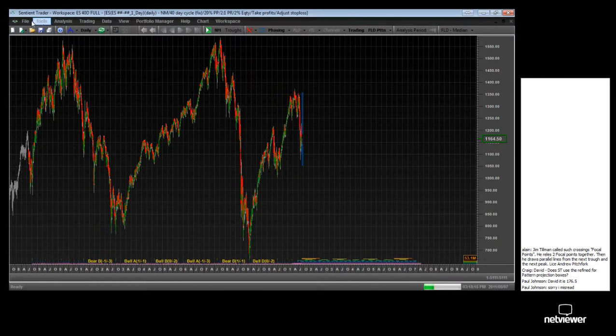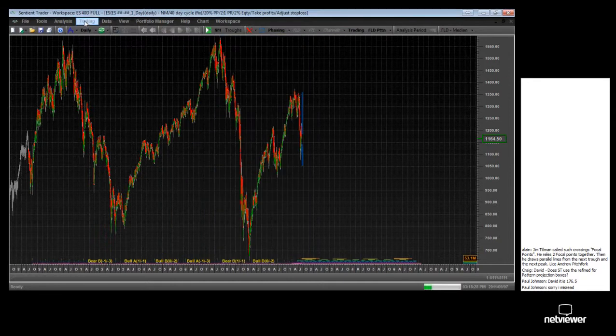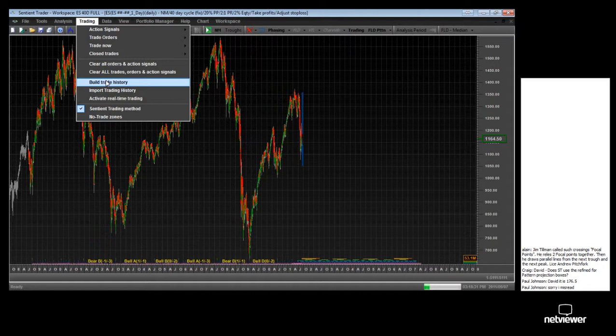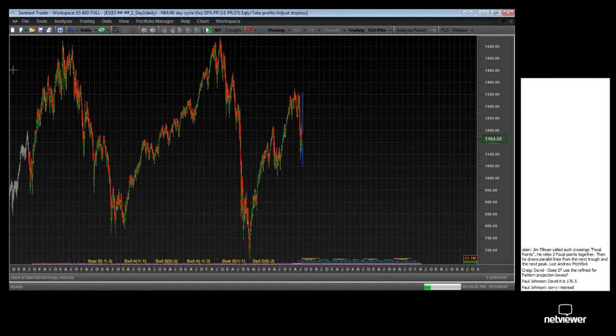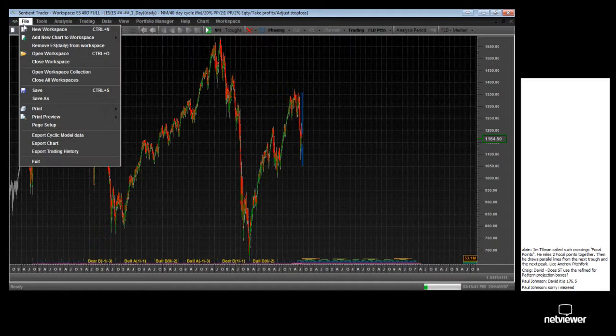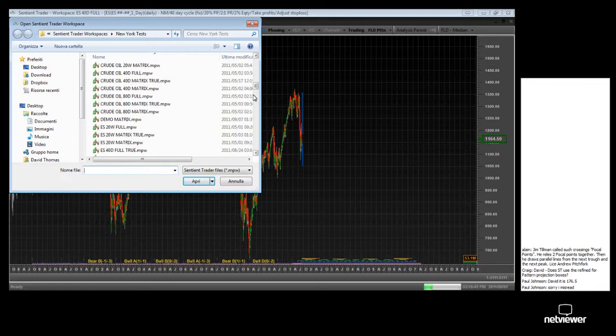You can then save that to the chart, which I'm not going to do now because it's going to mess up this chart in case I need to demonstrate it again. You can save it to the chart, and then I go File, Save As, and I save this chart with the word true instead of full. And then what happens is we go to trading, clear all trades, orders and action signals. All of them have been removed, and you then would have a look at your Sentient trading matrix, which would then be the Sentient trading matrix that you saved.